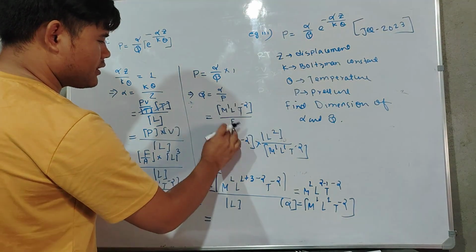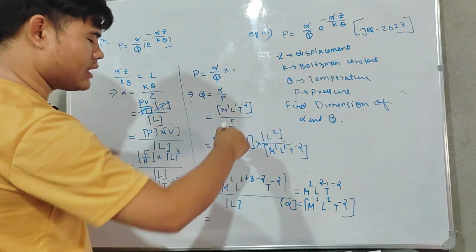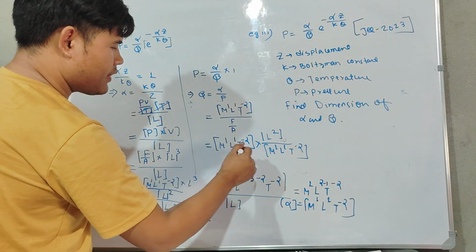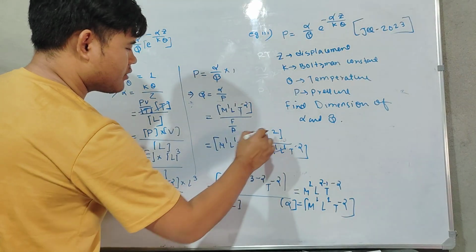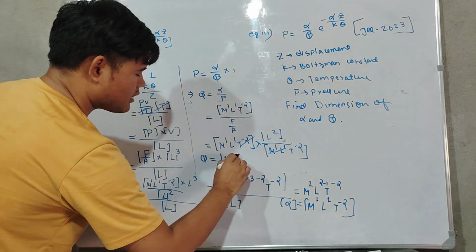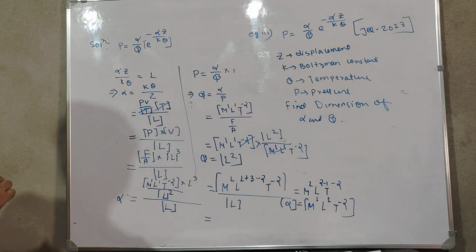So force and area get reversed, okay? It gets inverted when we multiply it. So now this and this have the same dimension, so we can cancel it out. So beta will have the dimension of L squared. That's it, right? So this came in JEE 2023, right? We are able to solve it.